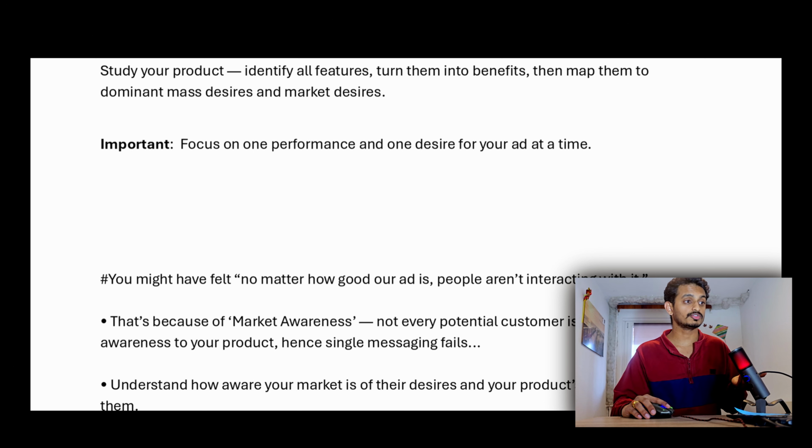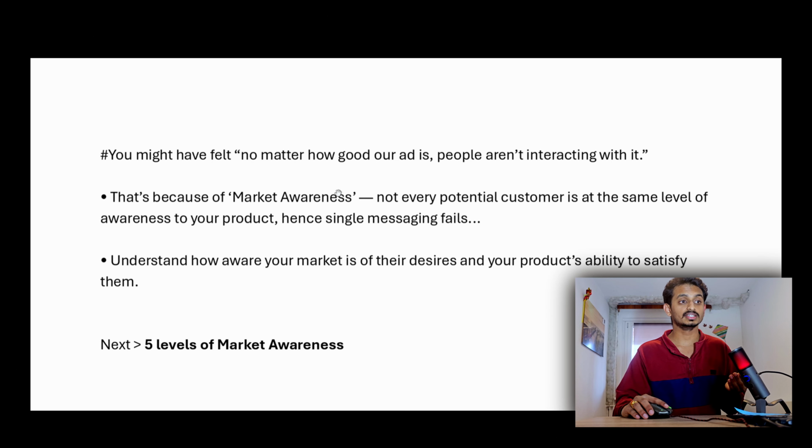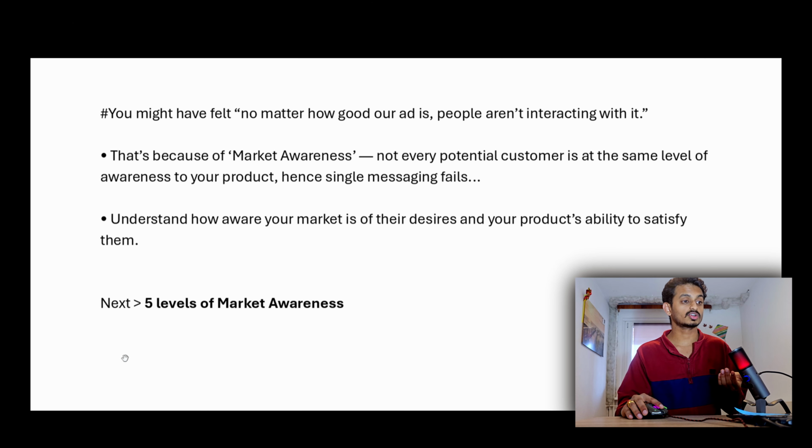And you might have felt that no matter how good your ad is, people aren't interacting with it. That's because of the term called market awareness. Not every potential customer is at the same level of awareness of your product. Hence, a single message or a single type of ad always fails. So it is very important to understand how aware your market is of their desires and your product's ability to satisfy them. That leads us to the 5 levels of market awareness, which I will be talking about in my next video.